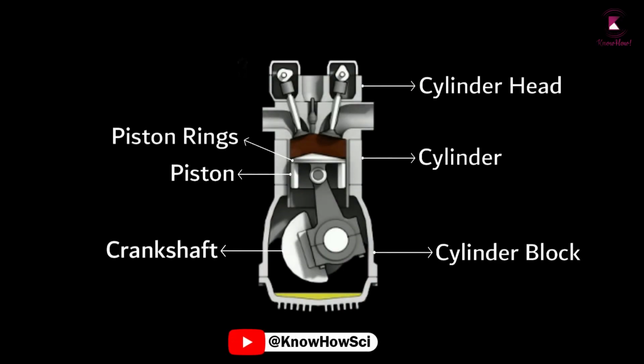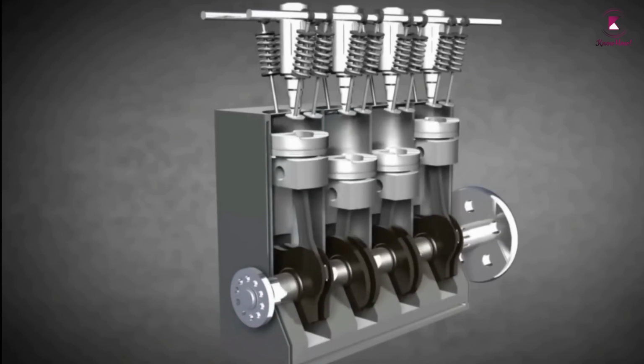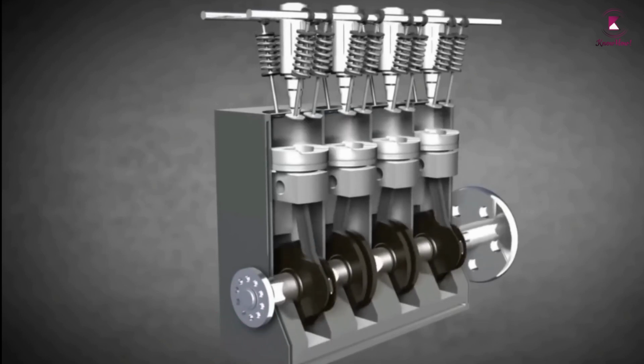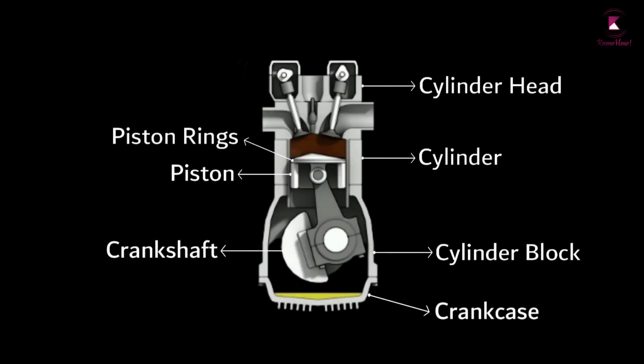Crankshaft. Crankshaft is a component which is enclosed in the crankcase and converts the reciprocating motion of piston to the rotary motion of output shaft. Crankcase. The crankcase is the housing at the bottom of the engine that surrounds the crankshaft.